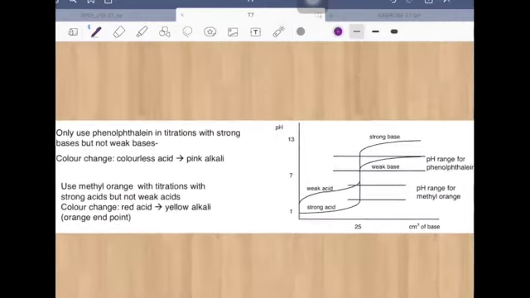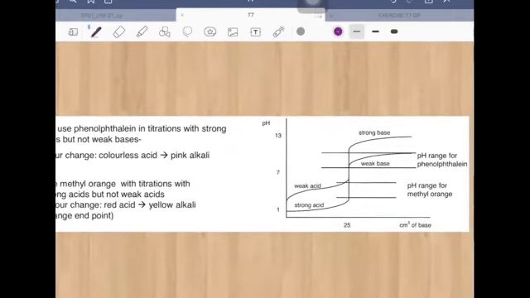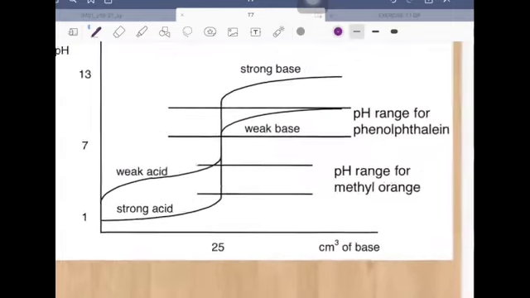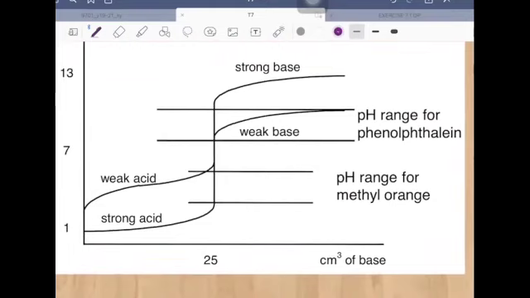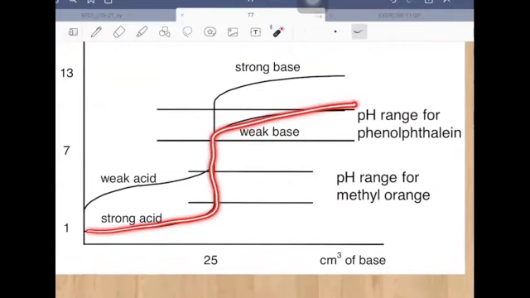This looks like a complicated graph, but actually it is not. You just have to choose which one you want to focus on. Okay, so say I want to look at strong acid and weak base. Strong acid, and then this is my weak base. Okay, so I want to choose an indicator whose pH range must fall in my vertical region, and that's methyl orange.